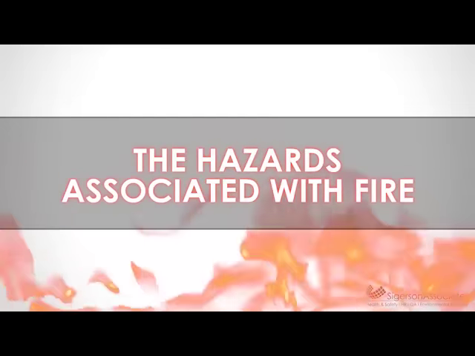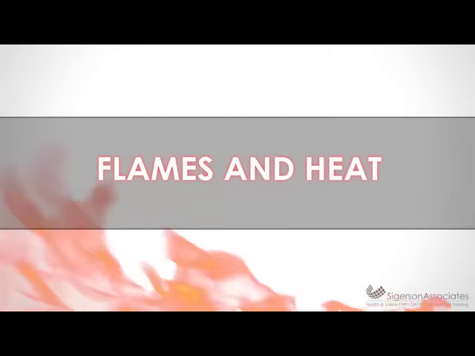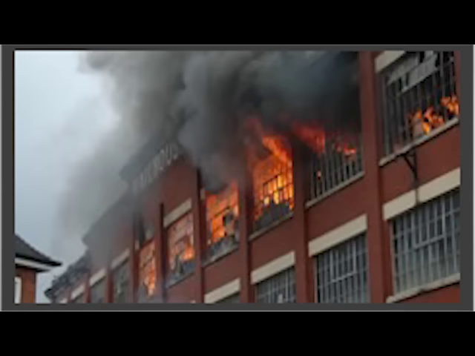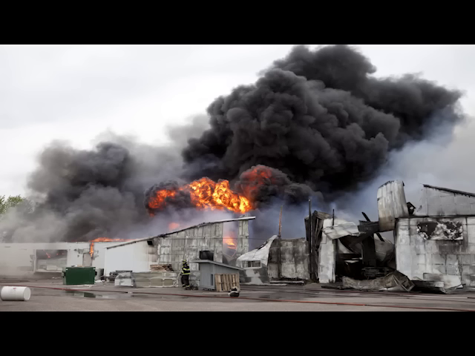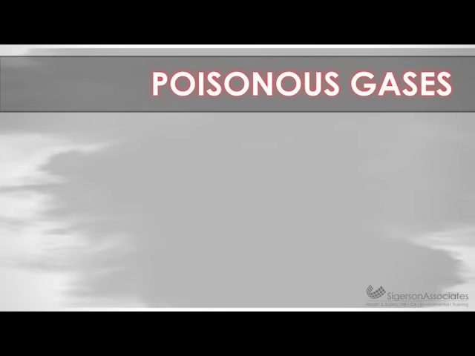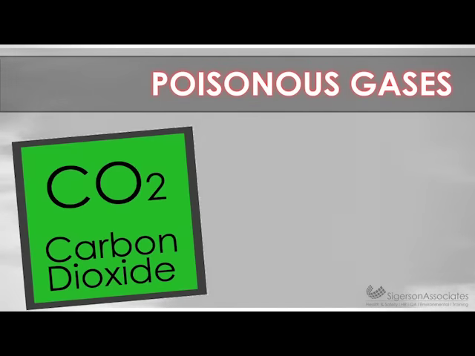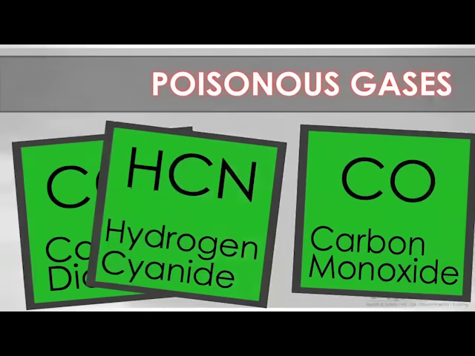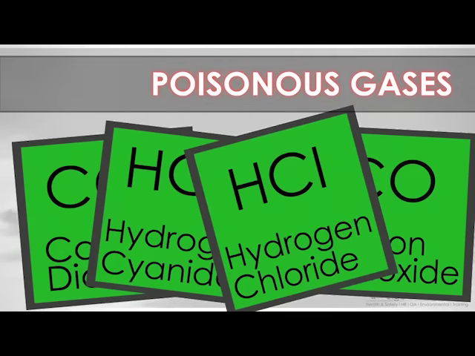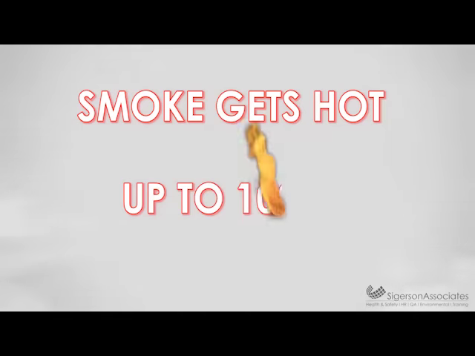The hazards associated with fire. 1. Flames and heat. These can sear and burn the body, particularly the skin. 2. Smoke. This replaces oxygen in the lungs and can damage the whole respiratory system. Depending on what material is on fire, smoke can produce poisonous gases such as carbon dioxide, carbon monoxide, hydrogen cyanide and hydrogen chloride. Please be aware that smoke can get very hot, up to 1000 degrees Celsius.